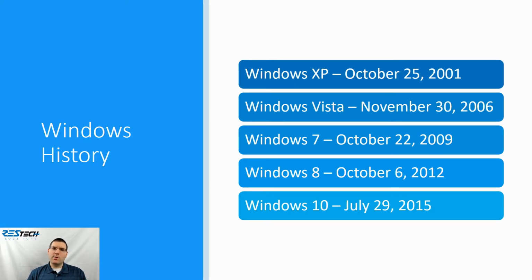So then we get to the modern versions of Windows that everyone is most familiar with, starting with Windows XP that came out in late 2001. Then we had Windows Vista, 7, 8, and 8.1, and then the current OS, Windows 10.